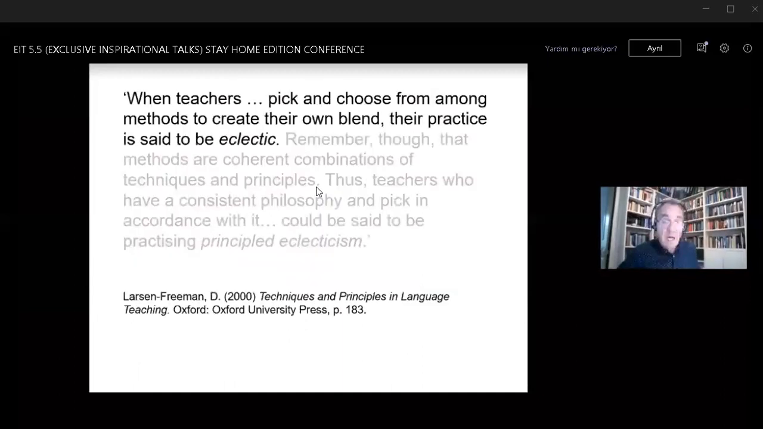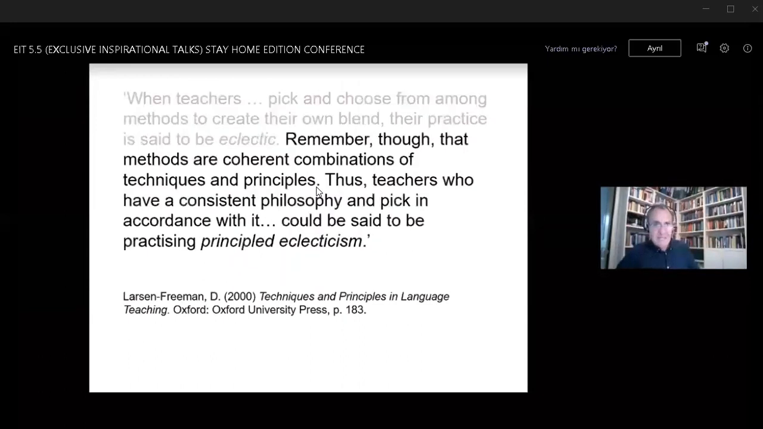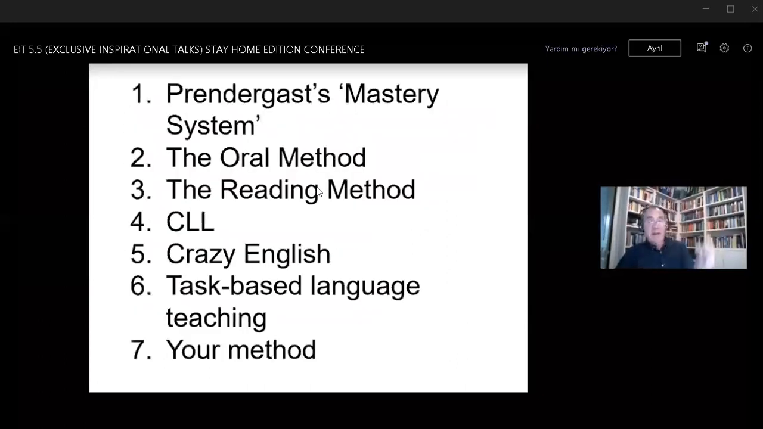It's an eclectic approach. As Diane Larsen-Freeman says, when teachers pick and choose from among methods, their practice is said to be eclectic. But remember that methods are coherent combinations of techniques and principles. Teachers who have a consistent philosophy and pick in accordance with it could be said to be practicing principled eclecticism, not any old this, that, and the other, but it's principled. So there are my 7 methods.